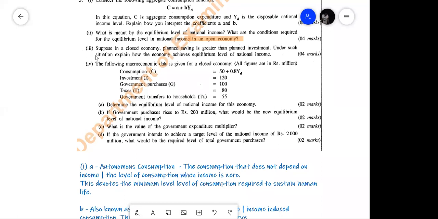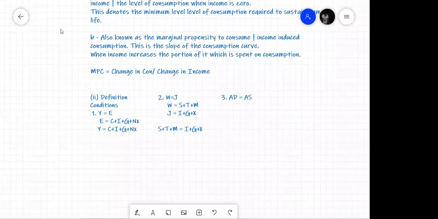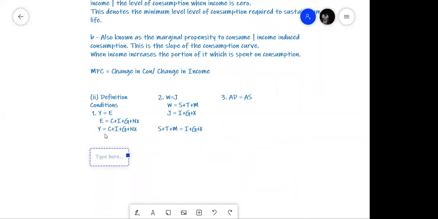Then the third question here, they talk about, suppose in a closed economy, planned savings is greater than planned investment. A good question, right? Under such a situation, explain how the economy achieves equilibrium level of national income. A closed economy is an economy with just the government. So in this situation, when savings are greater than investment, what do you think happens to national income?